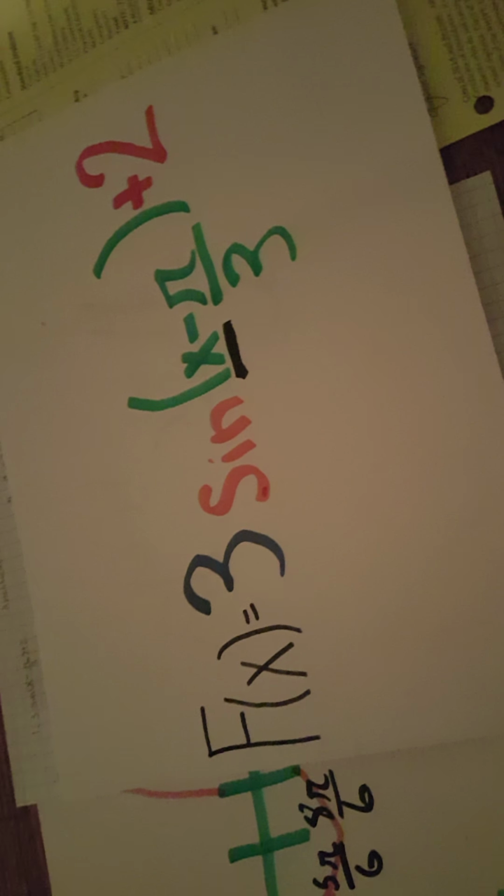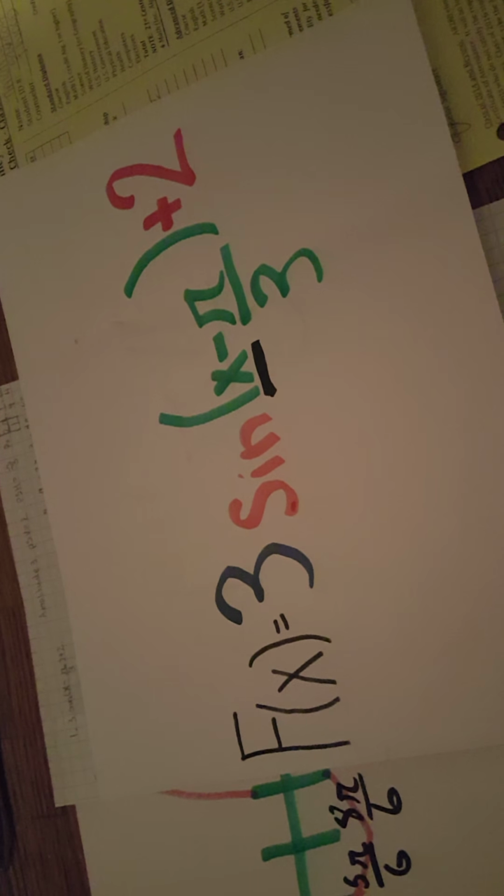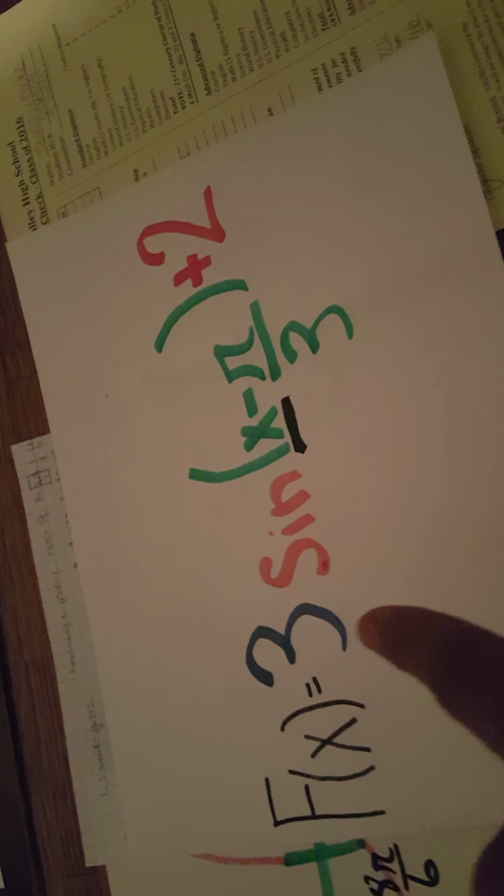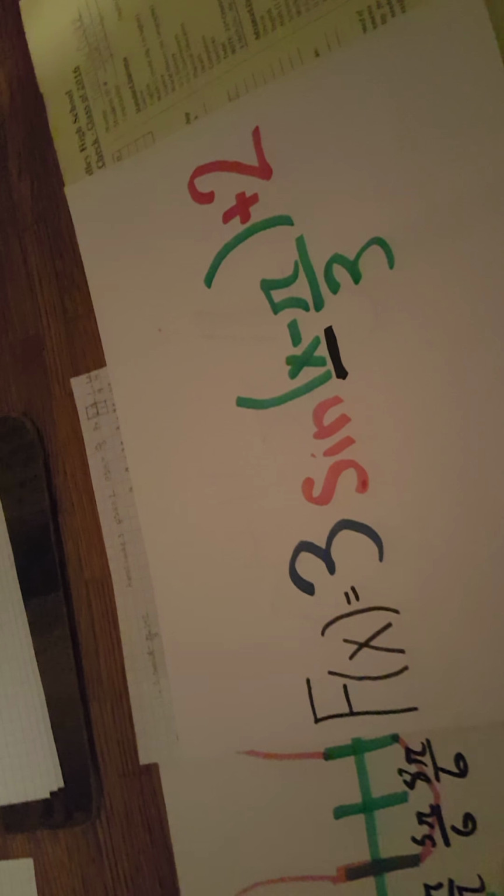Now, as you see, I've written down amplitude equals 3. How did I get amplitude equals 3? Well, let's go back and look. Can you spot out the 3? Yes, that is the 3 right here. So, why is our amplitude 3? Like, what is an amplitude is the question, right?